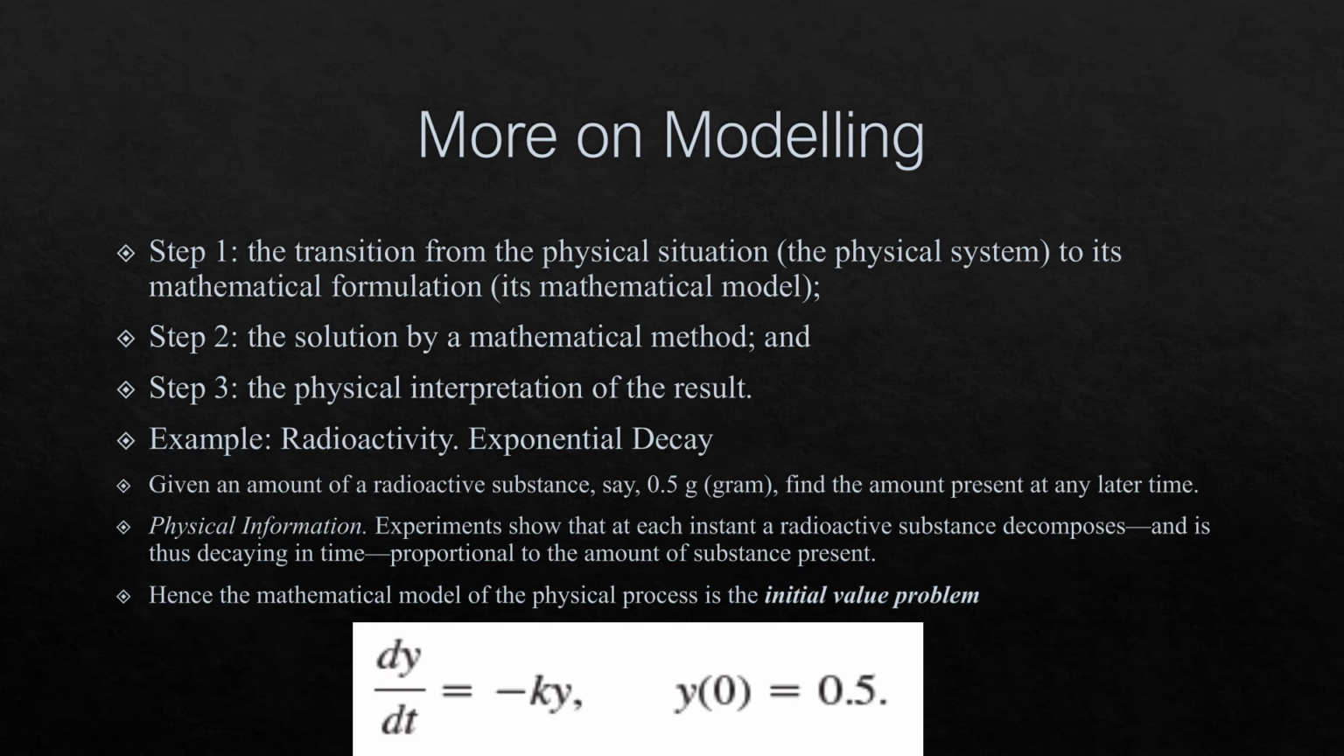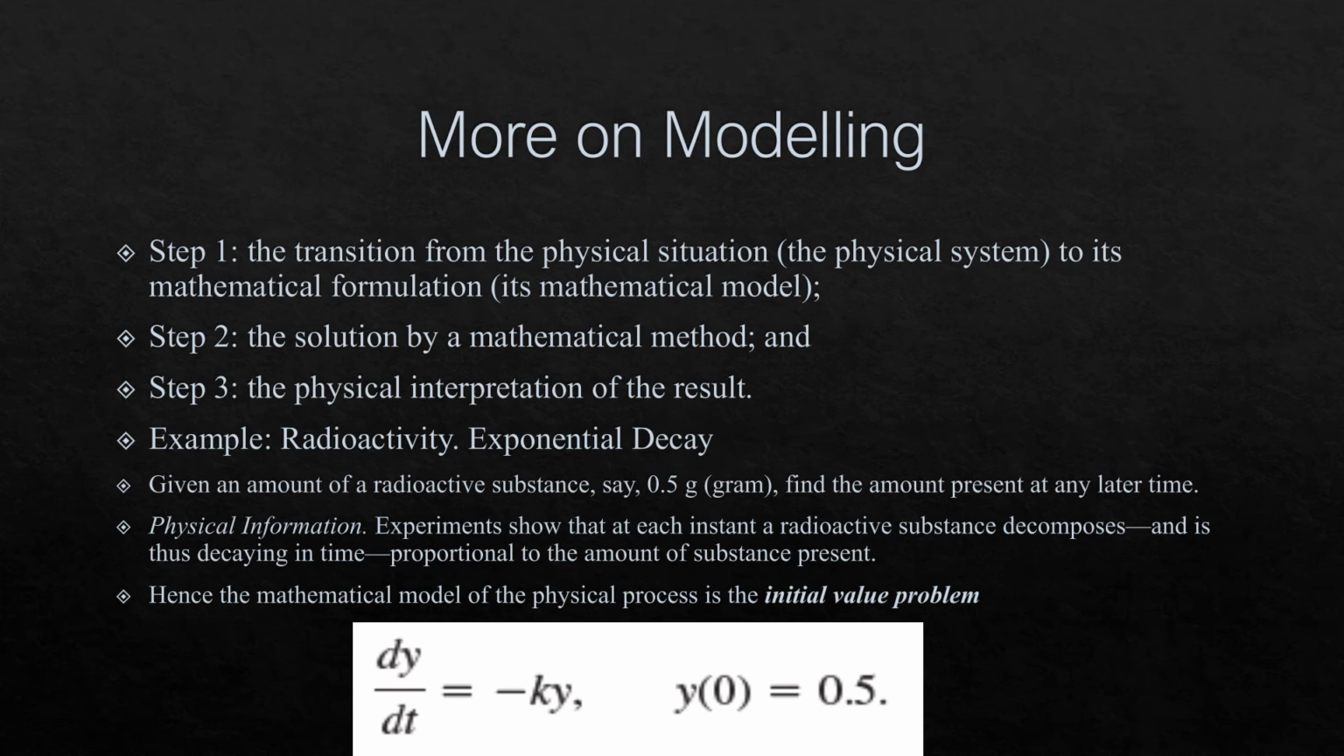Because when we solve a mathematical equation we get some numbers. What these numbers mean in terms of physical behavior or phenomena is very important. So the third step is the most important step: to relate your results to the physical phenomena. Now I give you a quick example here which involves the first order differential equation and is known as radioactivity, where you have exponential decay.